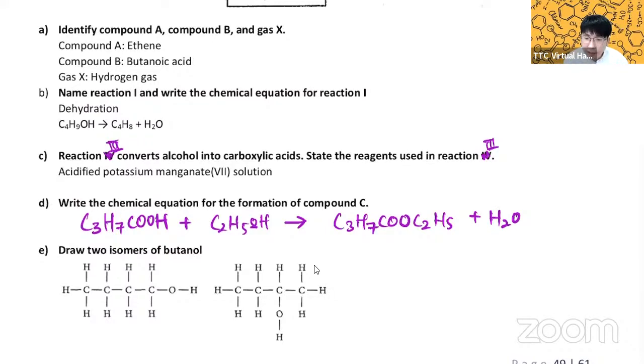What's the chemical formula for acidified potassium manganate(VII)? It's KMnO4. Then the dichromate is K2Cr2O7.